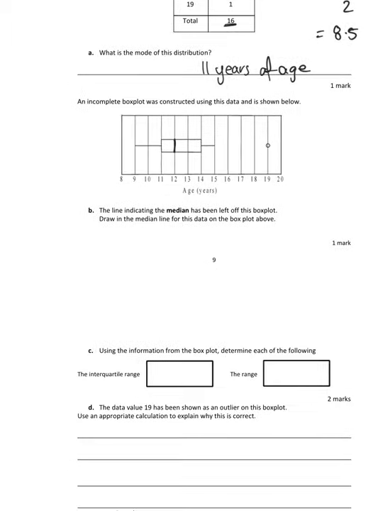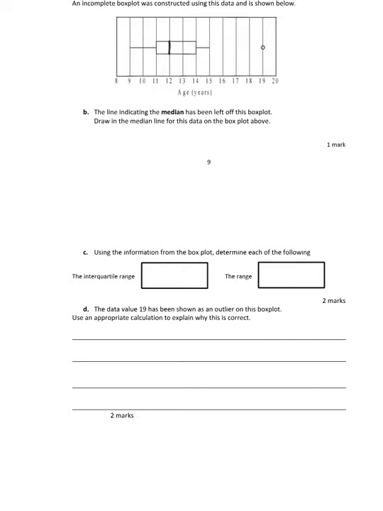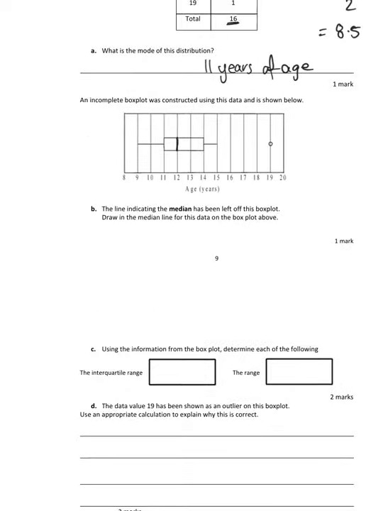The line indicating the median has been left off the box plot. Draw the median line for this data on the box plot above. Using the information from the box plot, determine each of the following. So the interquartile range is just Q3 minus Q1. We've got a Q3 here at 14 and a Q1 at 11, so 14 minus 11 is 3.